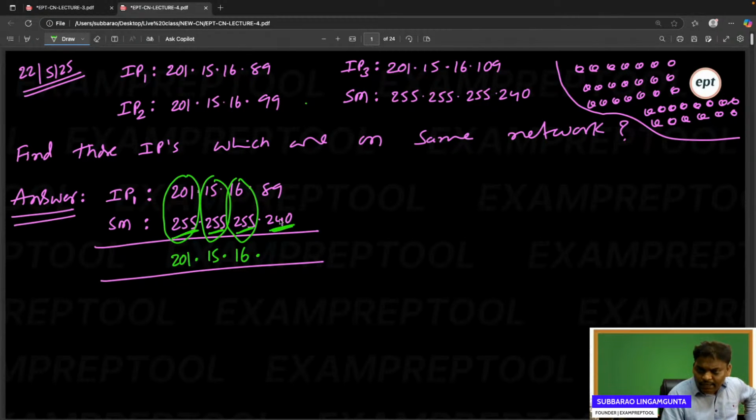So 240 and 89. I think they are not all ones, so you have to convert into binary format. Let me convert into binary format. 240, I think 4 ones, 4 zeros.